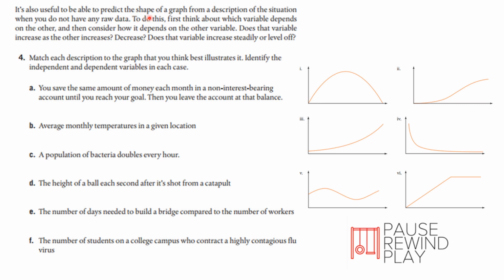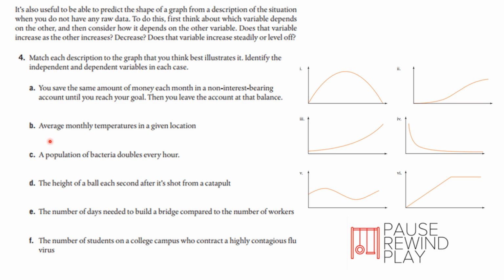It is often useful to predict the shape of the graph from a description of the situation when you don't have any raw data. And so here we have some examples. So A, you save an amount of money each month in a non-interest bearing account until you reach your goal, then you leave the account at that balance.